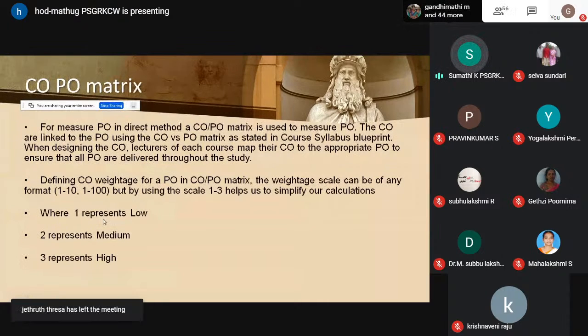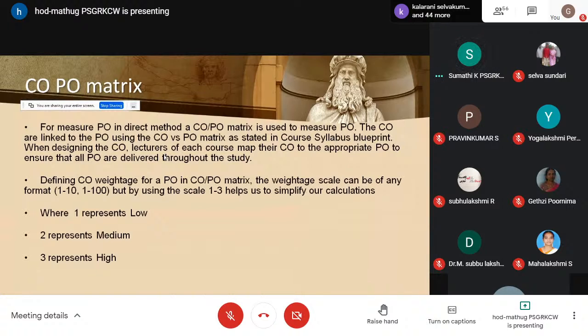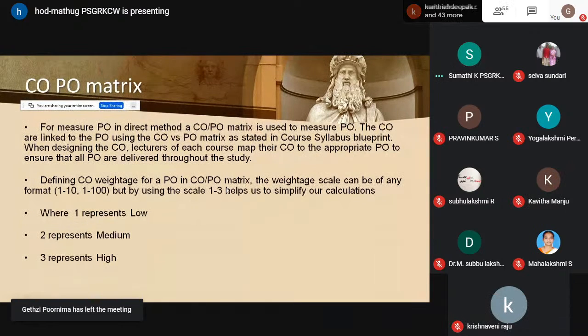So when designing the CO, lecturers of each course map their CO to the appropriate PO to ensure that all POs are delivered throughout the study. Now, defining CO weightage for a PO in the CO-PO matrix, the weightage scale can be of any format, 1 to 10, 1 to 100. But normally we are going for the scale 1 to 3.